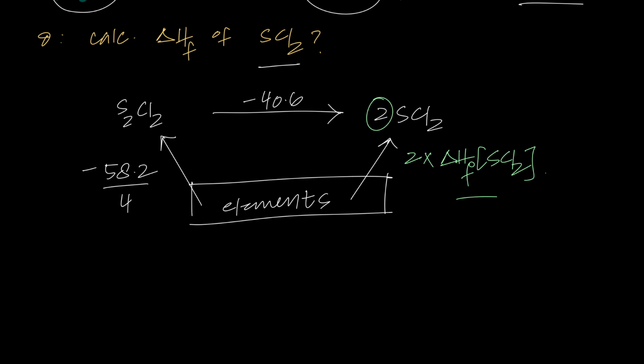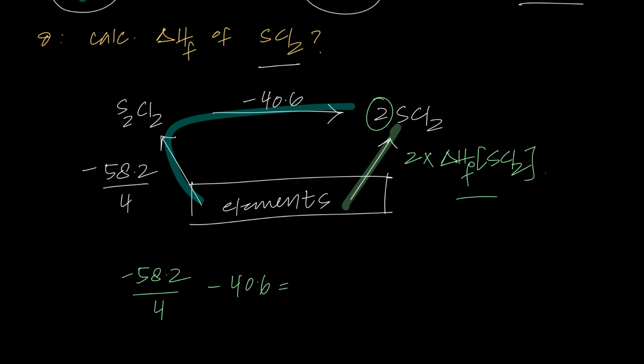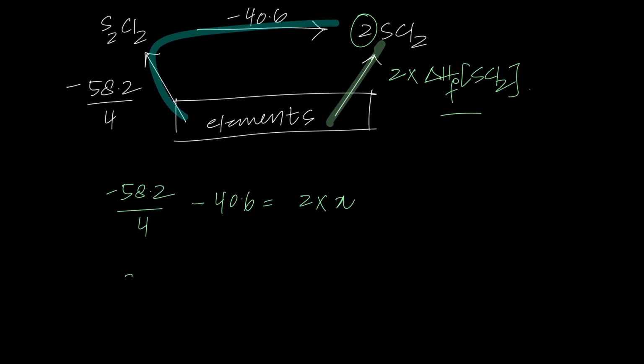So this is the other method for it. Frankly speaking, it's up to you. The indirect route equals the direct route. So minus 58.2 divided by 4 minus 40.6 equals 2 times x, which is the enthalpy change of formation. X equals, and you could figure it out. Whatever the answer is, it'll still be minus 27.6. You could check it out. It will be minus 27.6. You could solve this and then divide by 2. You will get the same answer.